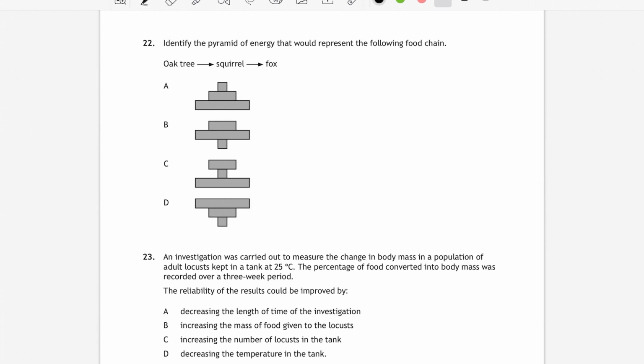Okay, so we're thinking pyramid of energy. Your first part in a food chain will always have the most energy. So the one that's got the most energy at the bottom is going to be A. The squirrel is going to lose energy. It's not going to get as much energy from the bottom. We're losing approximately 90%, so we'll only gain about 10% as we go, and that would work out that 22 would be A.